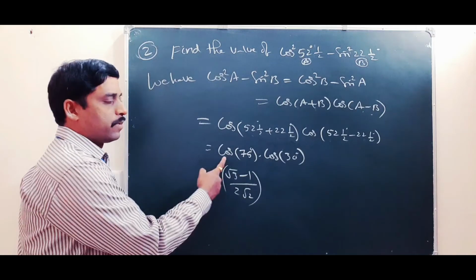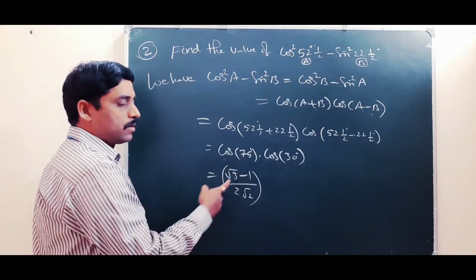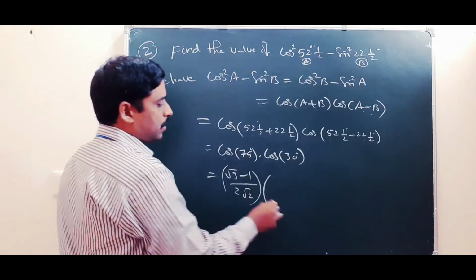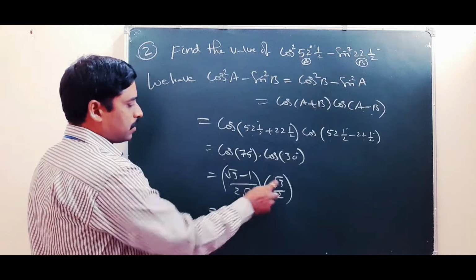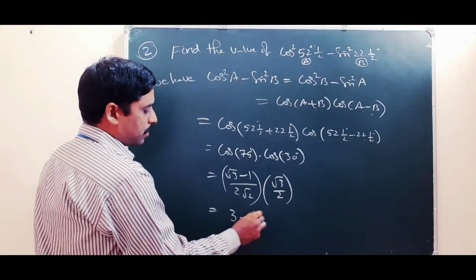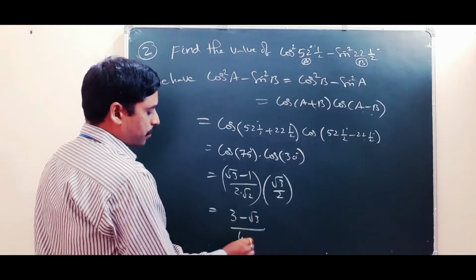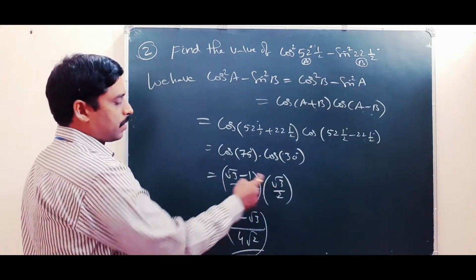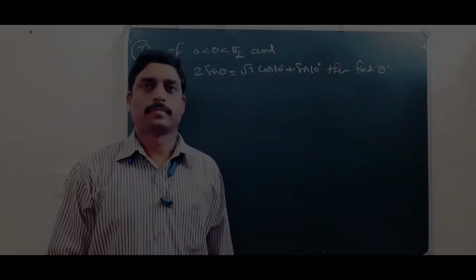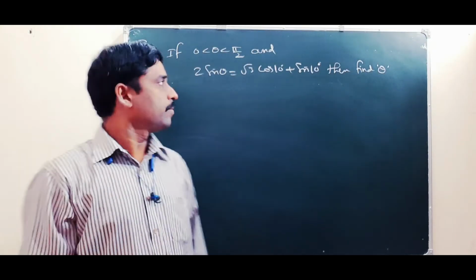Okay. Cos 75 value we got (root 3 minus 1) by 2 root 2. Cos 30 value root 3 by 2. This value will be root 3 into (root 3 minus 1) by 4 root 2, so (3 minus root 3) by 4 root 2. Let us go to the next problem.